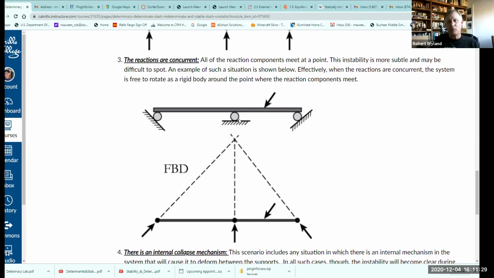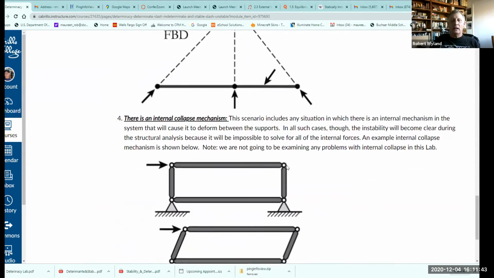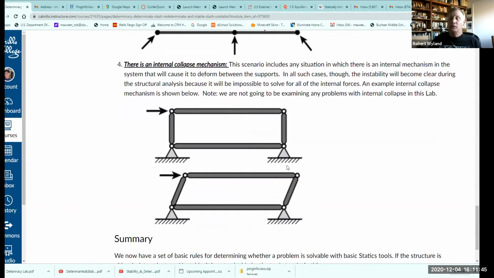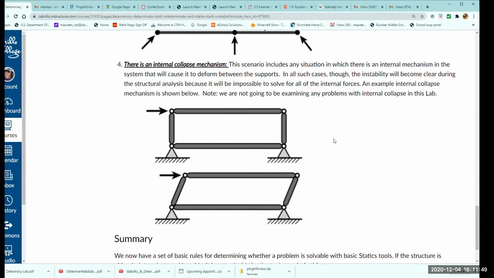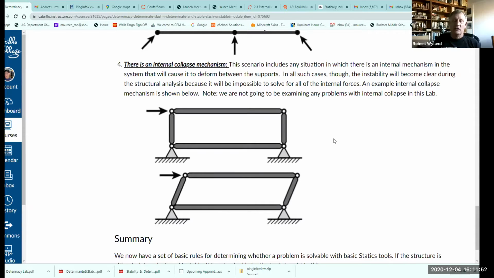So if this roller were placed off to the left or to the right, it would be solvable. But with that roller in the dead center, all of the reactions are then concurrent. And then lastly, and we won't be doing any of this in our lab, but I just wanted to show this to you because this is the 4th reason things would be unstable, is that there's some sort of internal collapse mechanism. And again, this one's fairly straightforward.